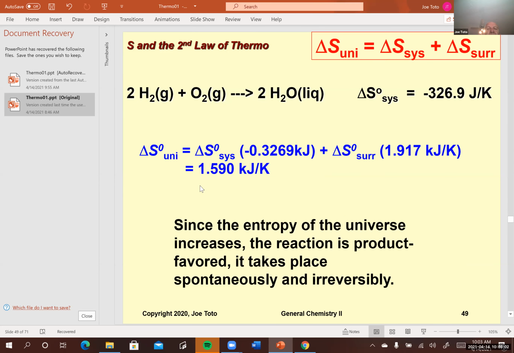So then we put those two values together. We saw that even though one of the values went down and one went up, when we add them together, there was a net positive. So the universe was positive. This reaction is predicted to be spontaneous as written, or in other words, to say that, it's product favored.